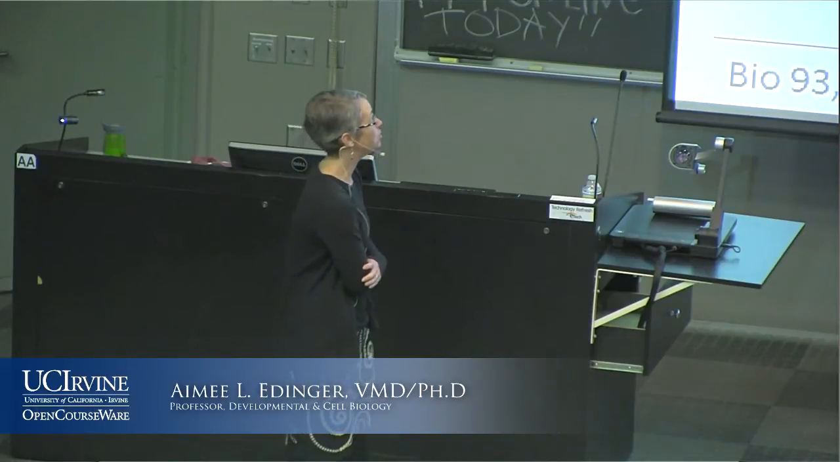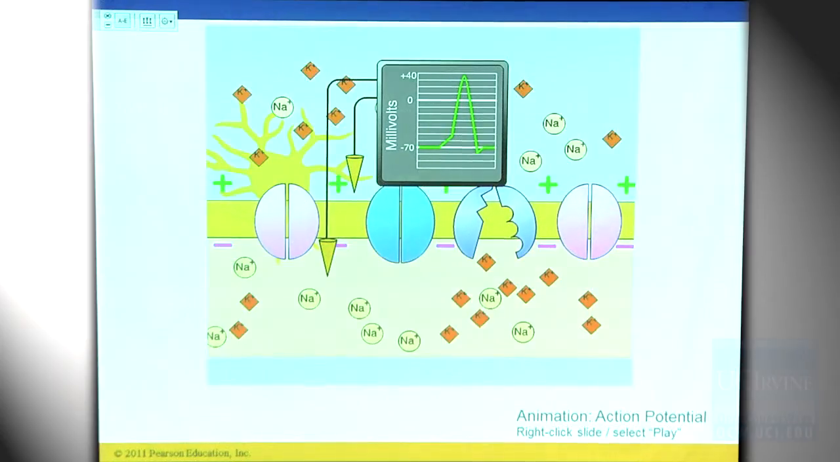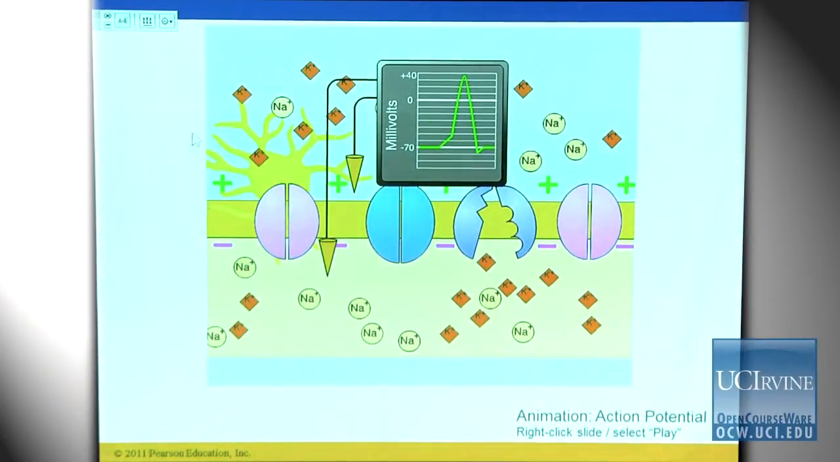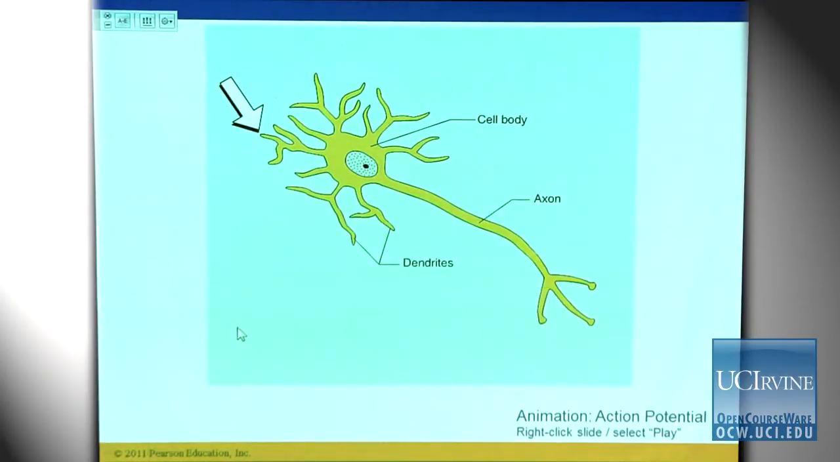We're going to talk about transmitting an action potential, finishing up our neurobiology unit. And I'm going to show you this to remind you of what we did last time as an introduction. We've looked at the resting potential in a neuron that is not transmitting nerve signals. What happens when the cell is stimulated?